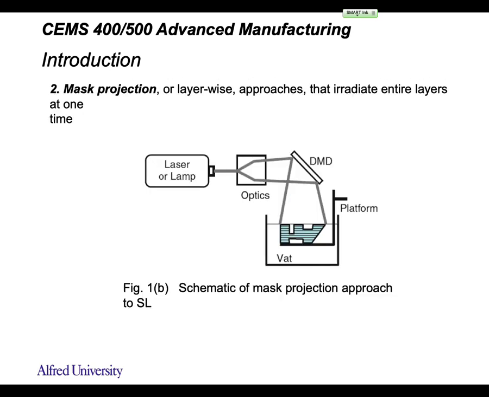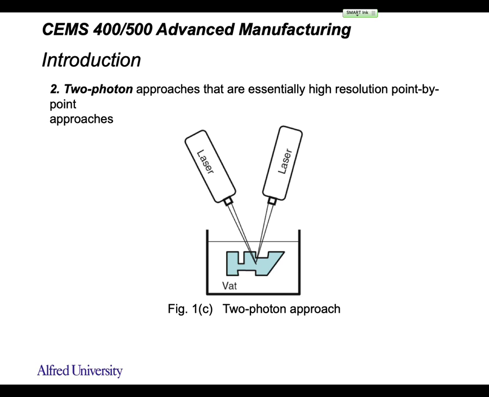Another type of stereolithography process is mask projection. Right? You have a DMD, which is the core part in the projector. You project this image at one time, right? So you have one polymerization layer, layer by layer, right? Not line by line. Right?